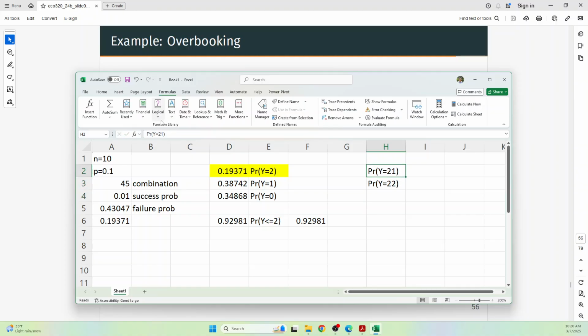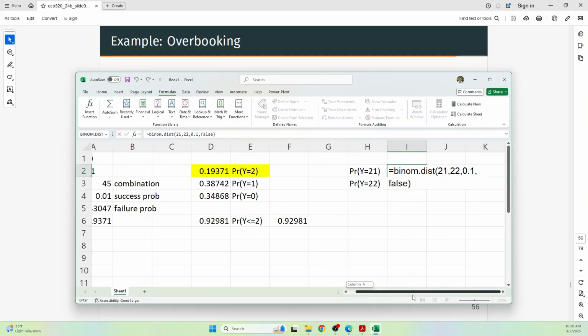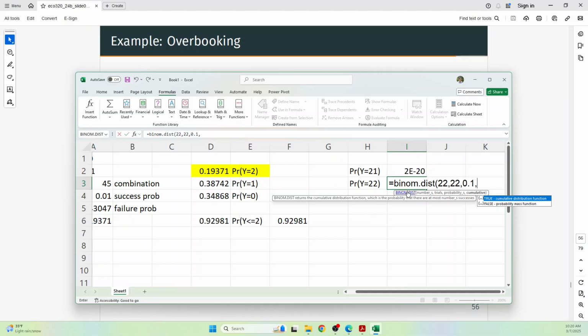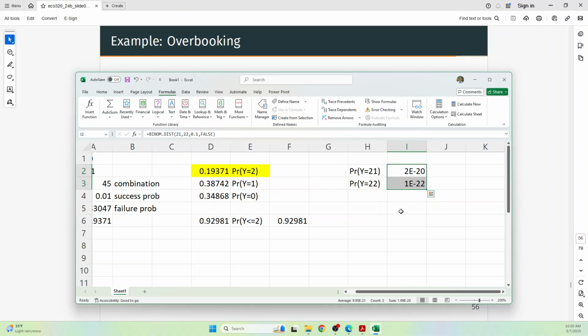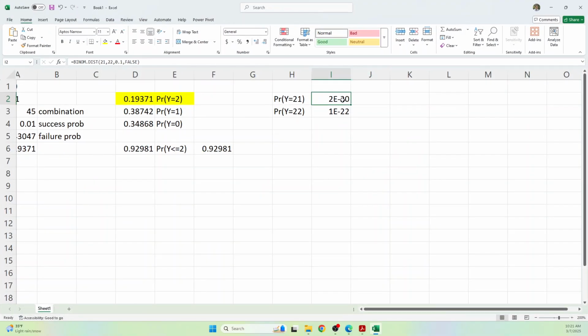So this calculates those probabilities using the binomial distribution. The number of successes is 21 out of 22, and you may calculate this, which is an extremely small probability, right? So these are very small probabilities. That means 2 E minus 20 is 0.0000 with 20 zeros.